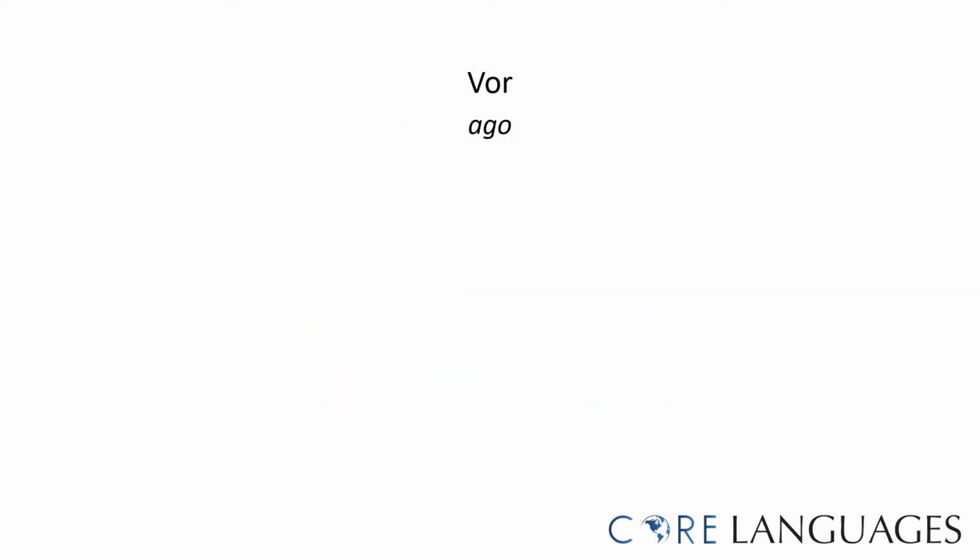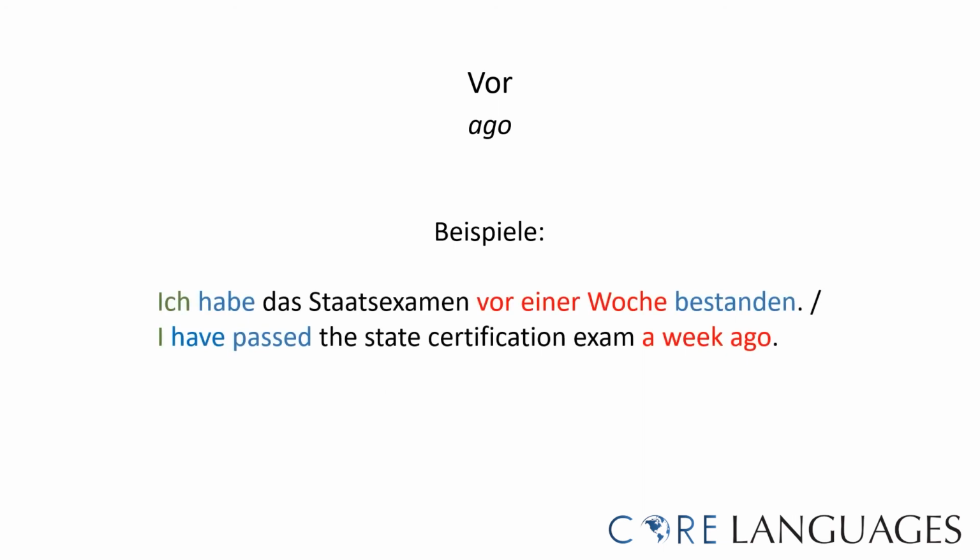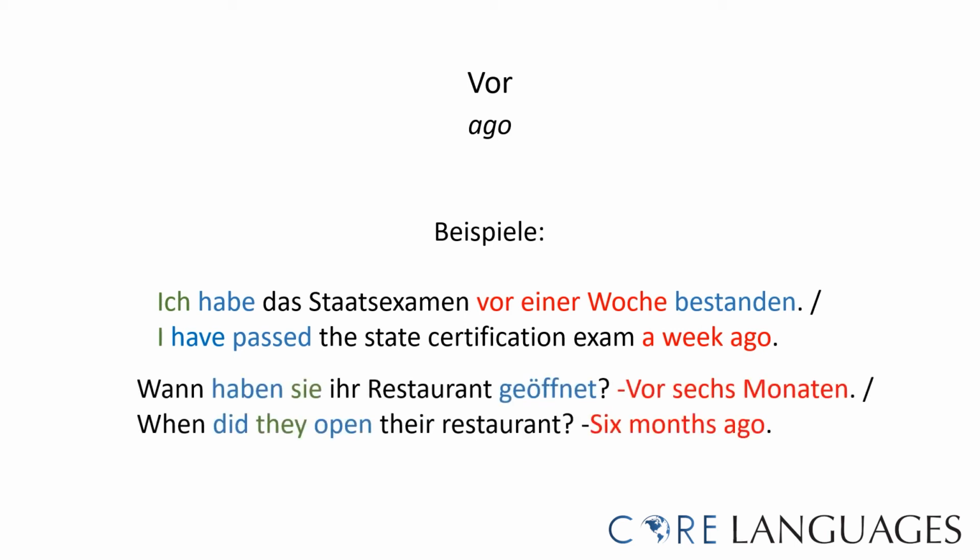The preposition vor, if used as a temporal preposition, is used to express ago. For example, zum Beispiel, ich habe das Staatsexamen vor einer Woche bestanden. I have passed the state certification exam a week ago, or 1 week ago. Wann haben Sie Ihr Restaurant geöffnet? Vor 6 Monaten. When did they open their restaurant? Or when have they opened their restaurant, if I were to translate it directly? 6 months ago.